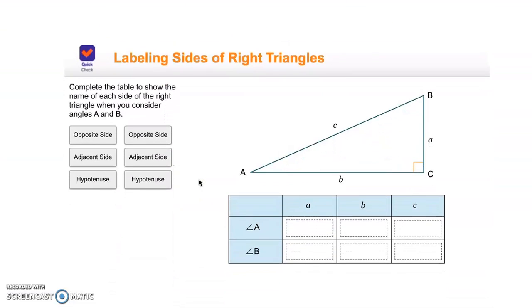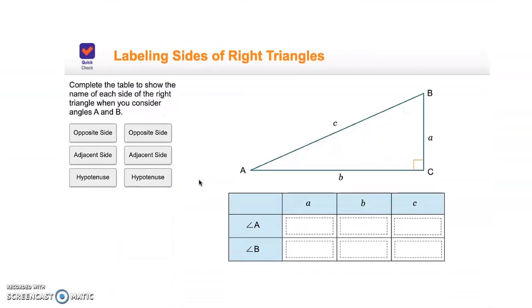So now let's look at labeling side lengths of right triangles. We've talked about shorter leg and hypotenuse, but we're going to be talking about opposite sides, adjacent sides, and hypotenuses. The hypotenuse is always the longest side. So C, when we're looking in reference to angle A or angle B, is always going to be the hypotenuse. So that's taken care of.